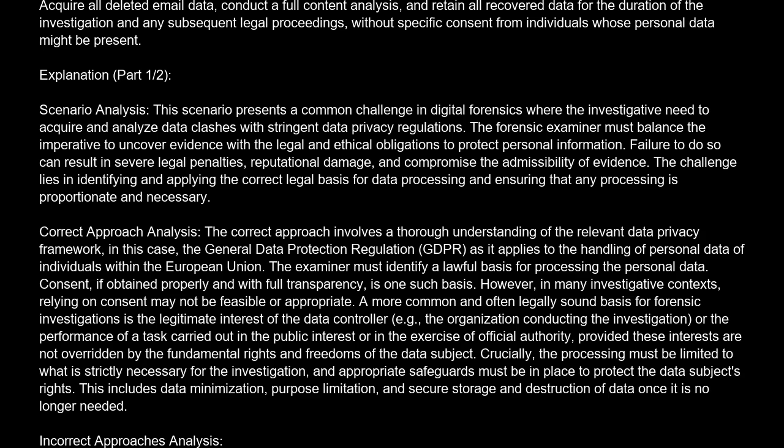analyze data clashes with stringent data privacy regulations. The forensic examiner must balance the imperative to uncover evidence with the legal and ethical obligations to protect personal information. Failure to do so can result in severe legal penalties, reputational damage, and compromise the admissibility of evidence. The challenge lies in identifying and applying the correct legal basis for data processing and ensuring that any processing is proportionate and necessary. Correct approach analysis.